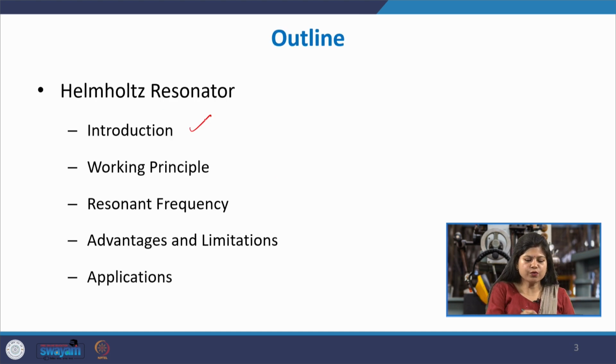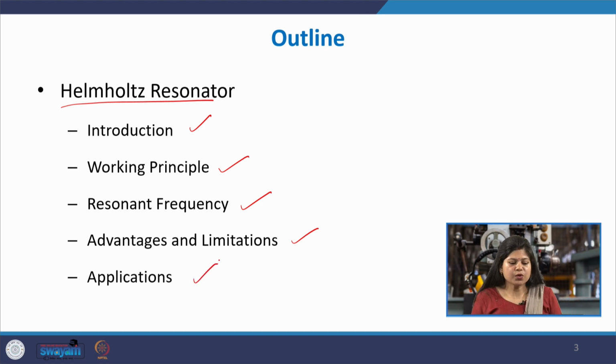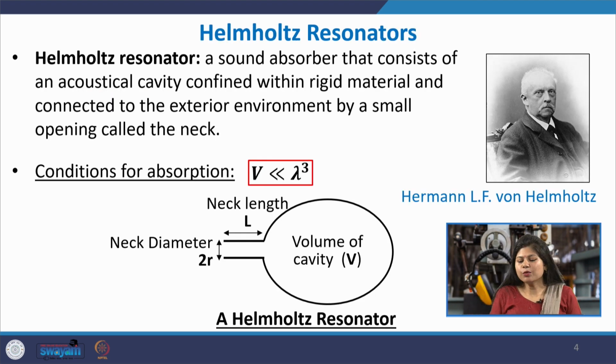So, the introduction to the Helmholtz resonator, the working principle, the resonant frequency, the advantages and limitations, and the various applications of this resonator will be discussed. So, what is a Helmholtz resonator? As the name suggests, it is a resonator, which means that it is some kind of structural element which undergoes resonance at some predefined frequencies, and due to the phenomenon of resonance it is able to absorb sound. It was proposed by the scientist Hermann H.F. von Helmholtz and it is named after him. So, this is a sound absorber.